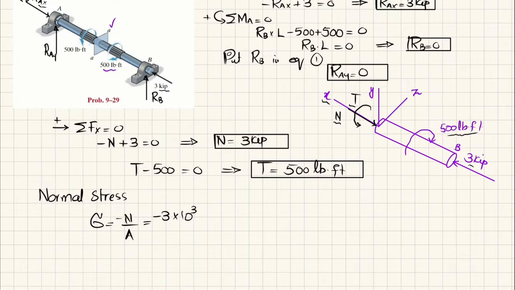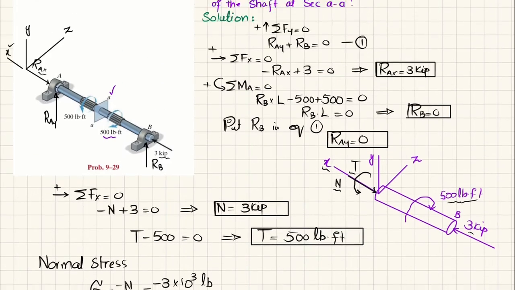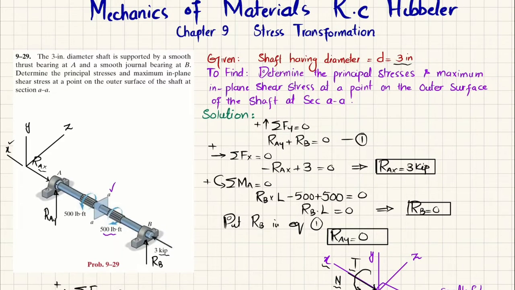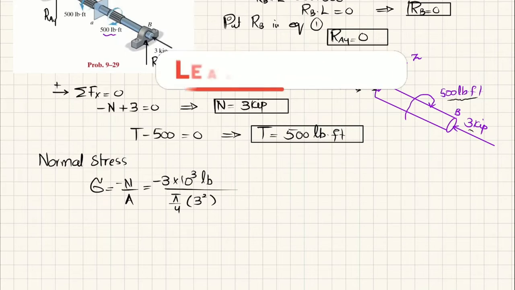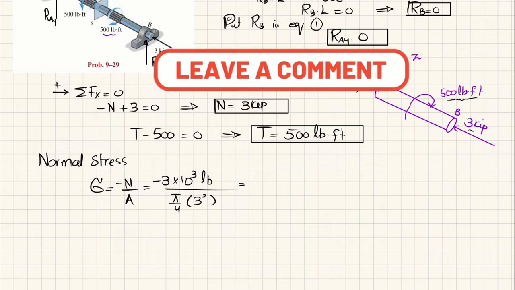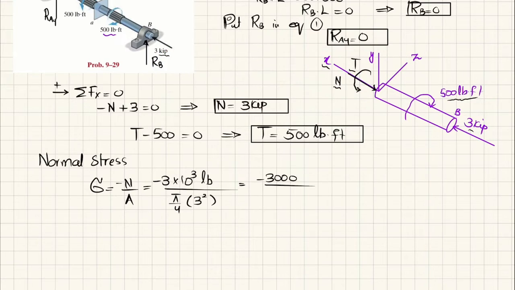So minus 3 times 10 raised to power 3, converted into pounds. And what about area? This is a circular shaft having diameter 3 inch, so area will be equal to pi by 4 d square, and d square is 3 square. Clear? That will give us minus 3000 divided by 2.25 pi, pound over inch square. So this stress will give you minus 424.41 pound per square inch, that will be equal to psi.